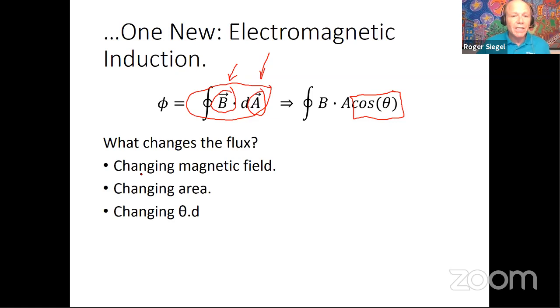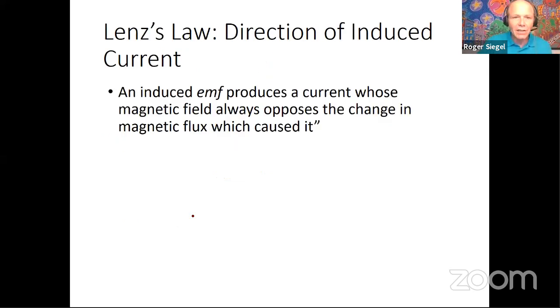Okay, so is there a change in the magnetic field? That would change the flux. Is there a change in the area? Is there a change in theta? And that is a mistake. So we'll cross that out. All right, now let's take a look.